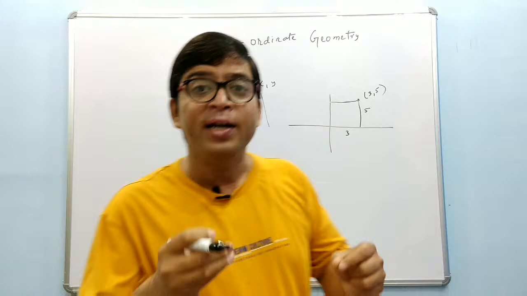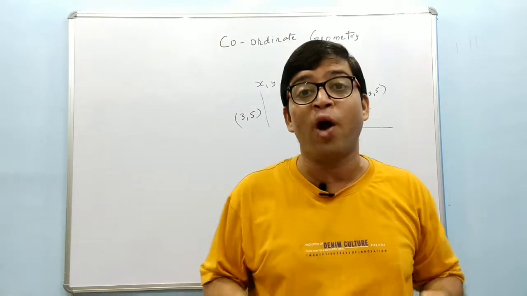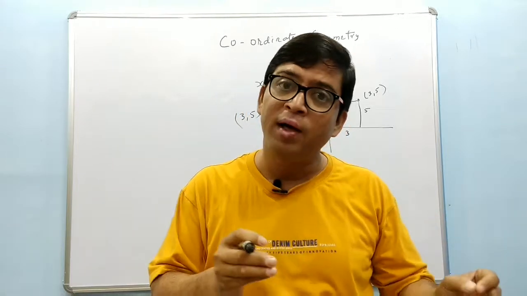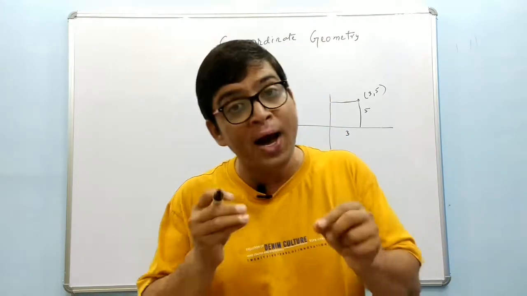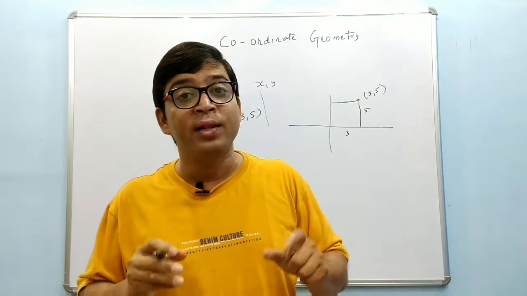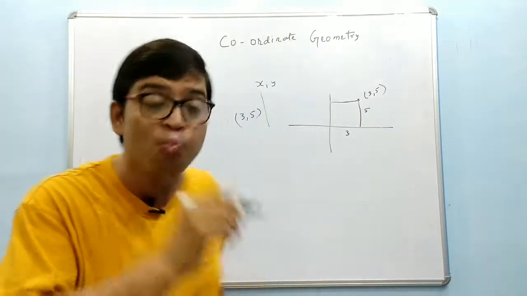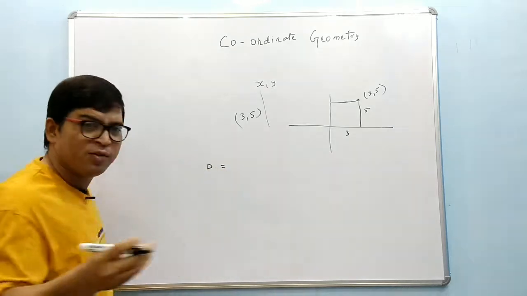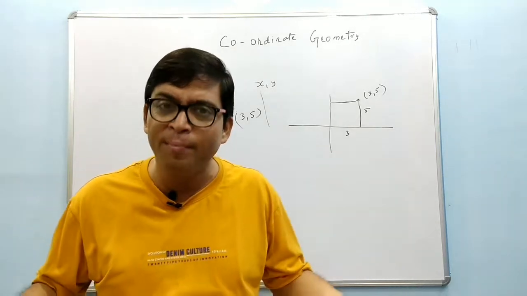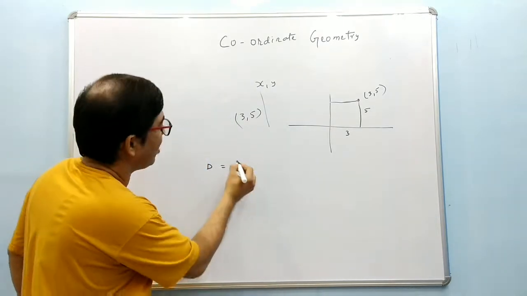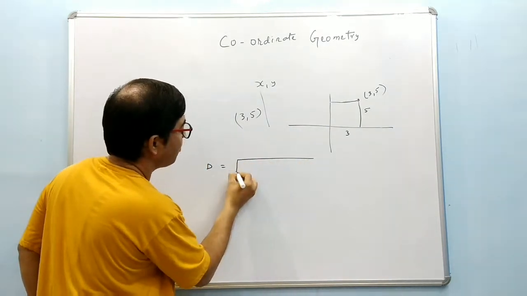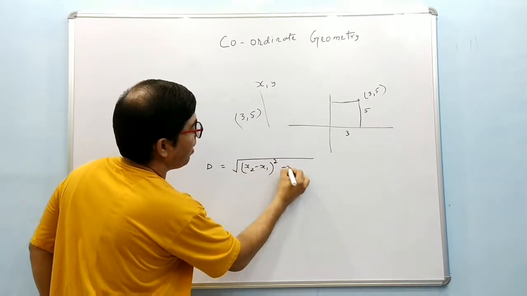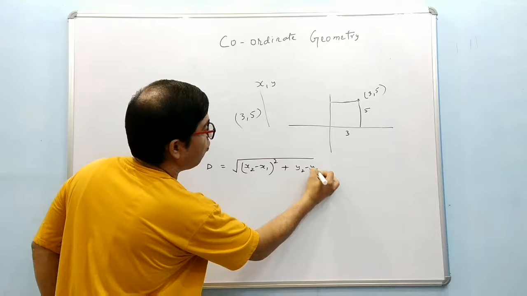Now we will see the distance between 2 points. Firstly, we understood one point, how to plot and interpret it. Now we will study 2 points, that means the distance between 2 points. The distance formula, I think most of you might know or remember it, is very simple. The distance is the square root of (x2 minus x1) squared plus (y2 minus y1) squared.